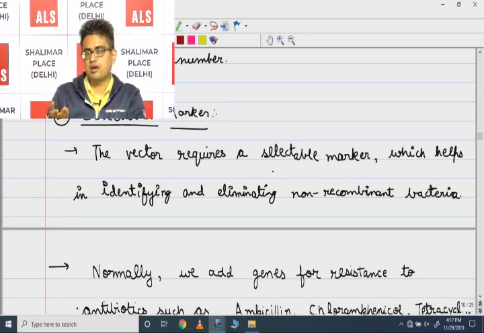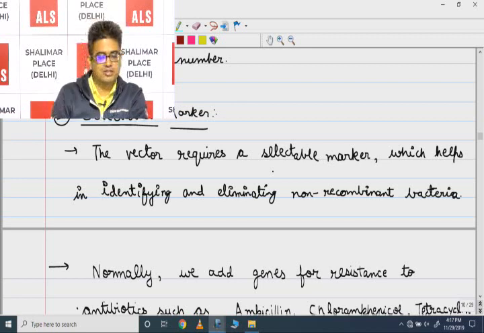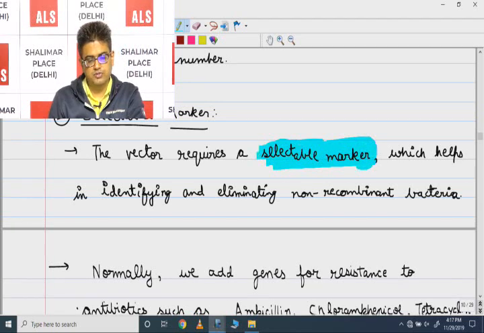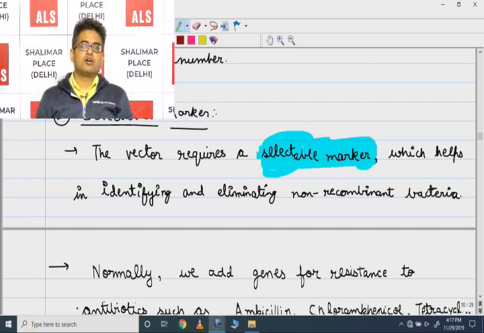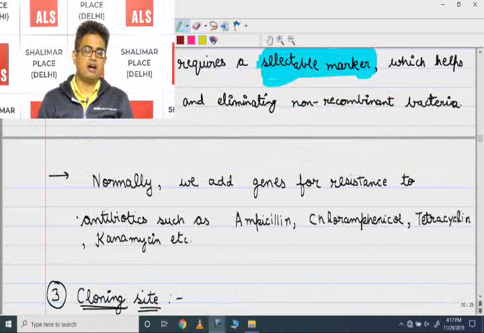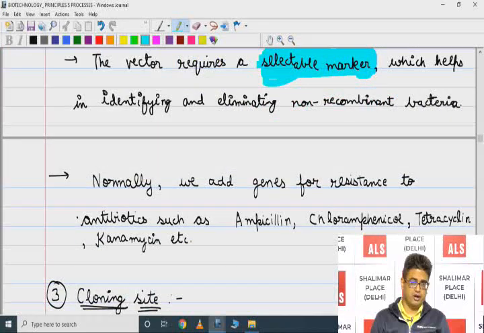For example, in your notes copy or even in this copy, I am selecting something, right? Selecting something means I am able to highlight its importance. So I am using a marker to highlight the importance of some genes which are more useful to me, and this is called a selectable marker, right? So selectable markers are of many types. Normally we add genes for resistance to antibiotics.